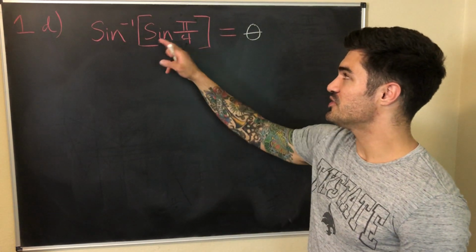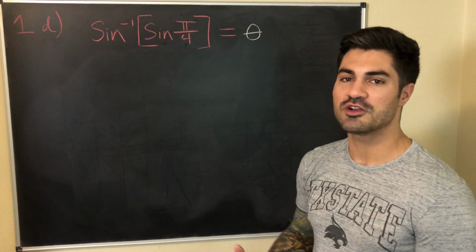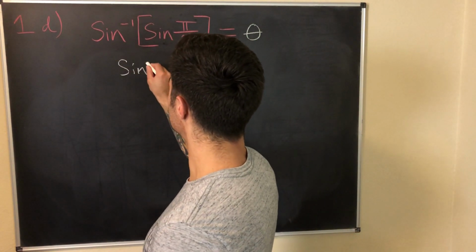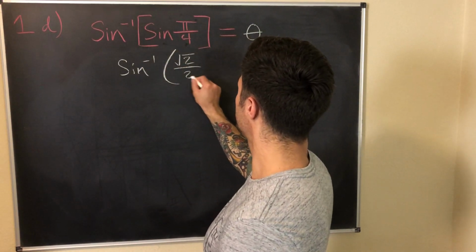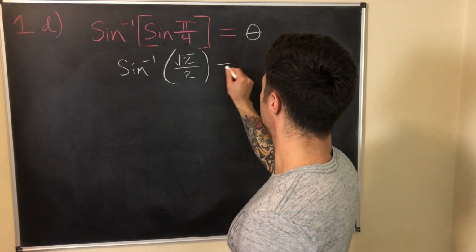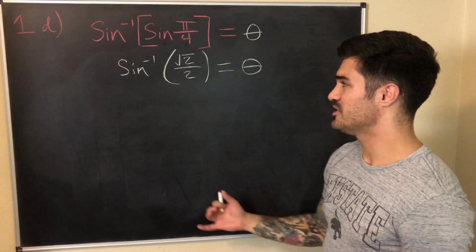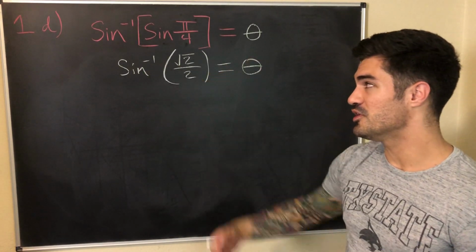What else do we notice? Well, the sine of pi over 4, we know what that is. That's on the unit circle in the first quadrant, right? We know what that is. So we can rewrite this. This is the same thing as saying the sine inverse of root 2 over 2, right? That's the sine of pi over 4, is root 2 over 2. Okay? Now we can use the properties of inverse functions. We can switch the input and the output and get rid of the inverse.